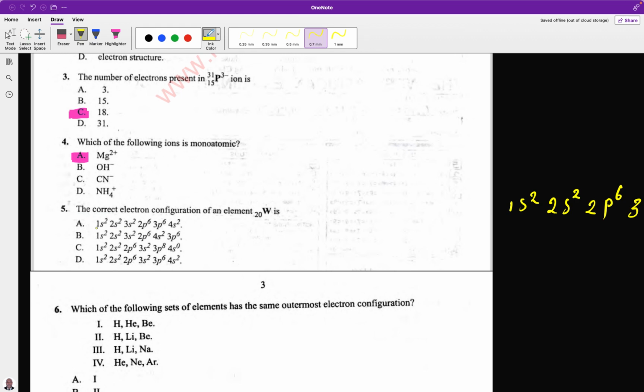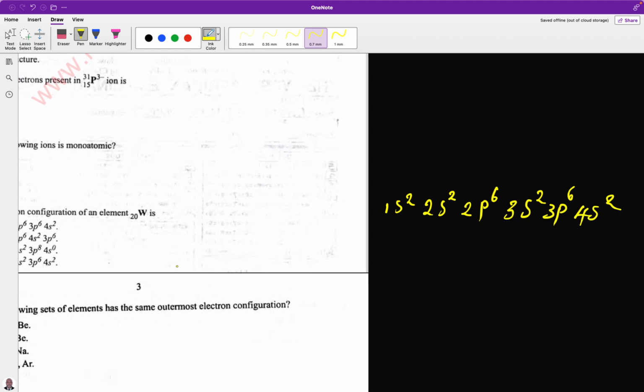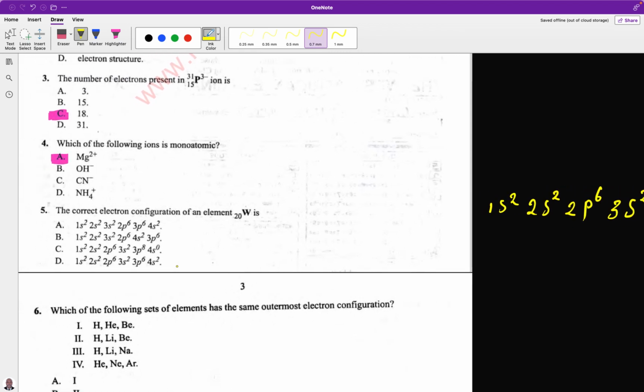So A is wrong. B, 1s2, 2s2, is also wrong. C, 1s2, 2s2, 2p6 is right. Then 3s2 right. 3p8, no. The maximum number of electrons in the p orbital is 6. So C is wrong. Then D, 1s2, 2s2, 2p6, 3s2, 3p6, and 4s2. Exactly the one we have just written. So our right answer here is D.